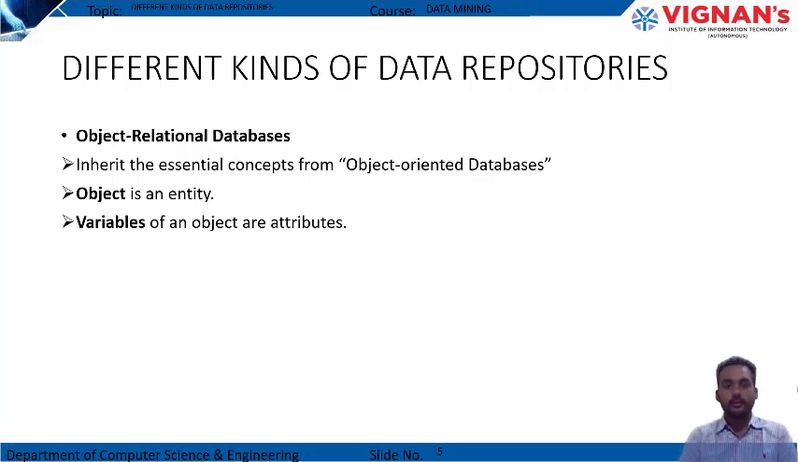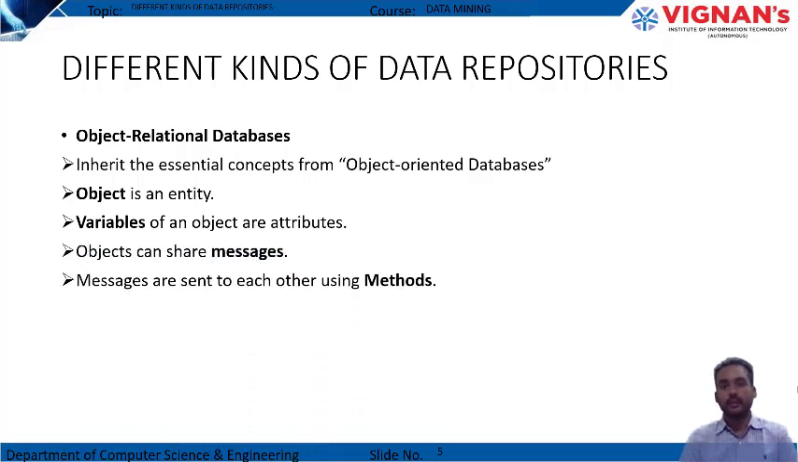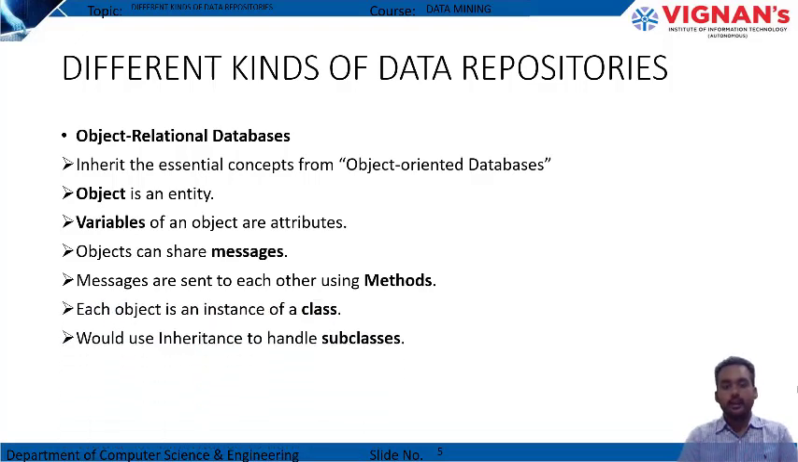Over here, our elements are represented in terms of objects and variables. Variables are similar to your attributes, and objects are your tuples, if you were to take an analogy with your relational databases. Objects have the capability to send messages to each other, and these messages are sent via methods. And obviously, since it's based on object-oriented concepts, an object is an instance of a class, so you can still use your object-oriented concepts like inheritance here.